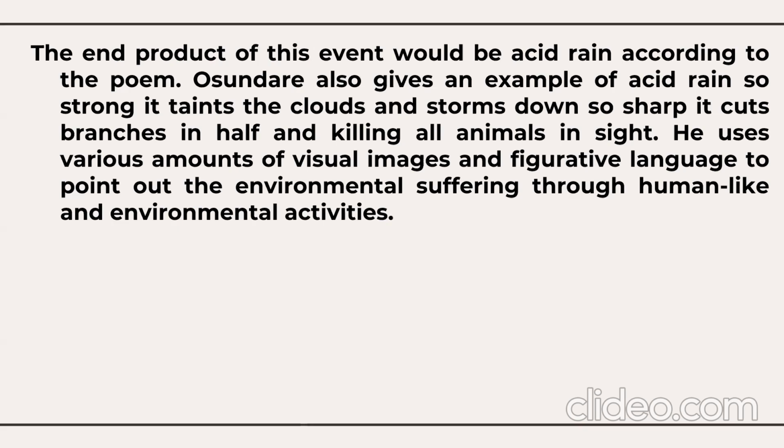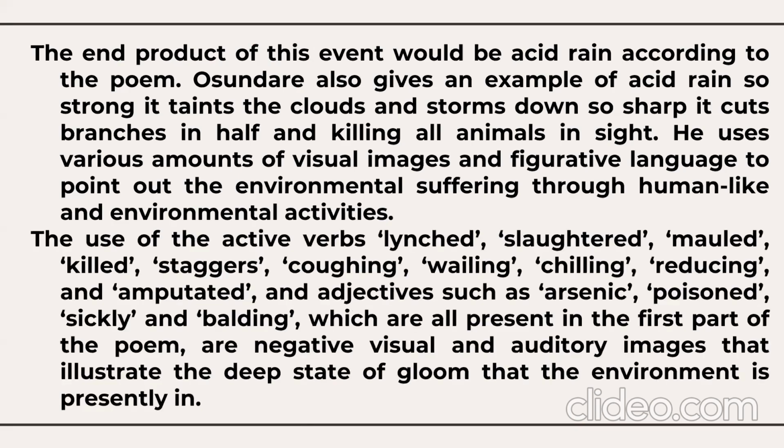He uses various visual images and figurative language to point out the environmental suffering through human-like activities. The active verbs like lynched, slaughtered, mauled, killed, staggers, coughing, wailing, chilling, reducing, and amputated, and the adjectives like arsenic, poisoned, sickly, balding, are all present in the first part of the poem. They are the negative visual and auditory images that illustrate the deep state of gloom that the environment is presently in.